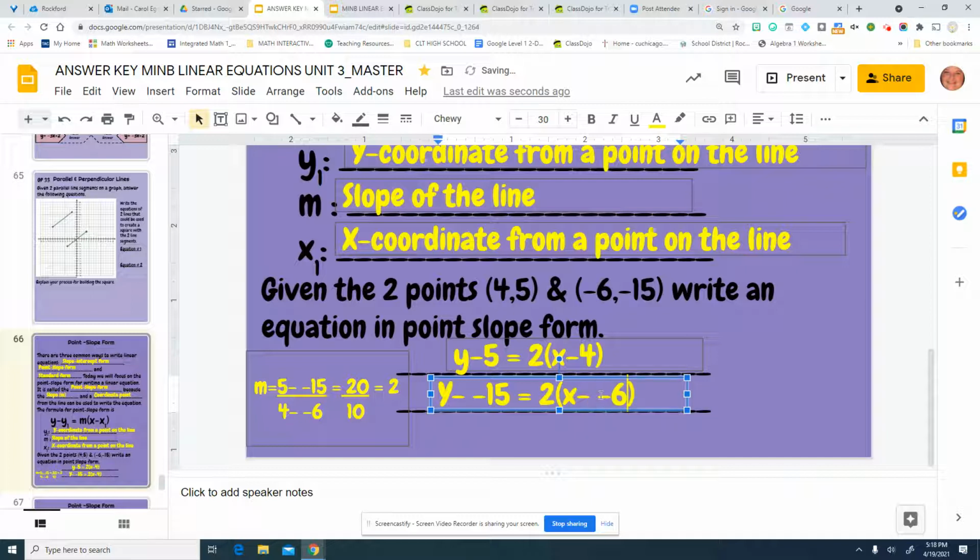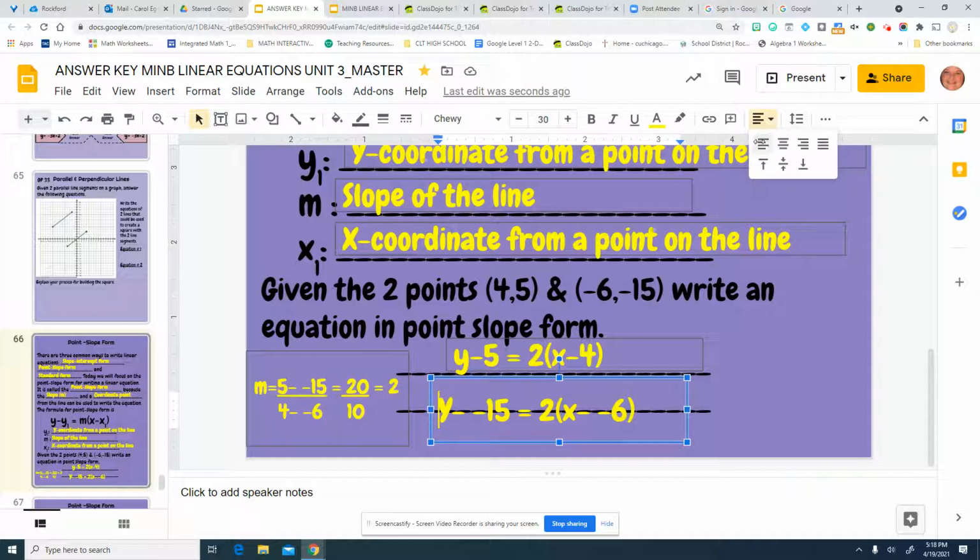And of course, because we're mathematicians, we're going to want to simplify that. And we're going to want to make it so that a double dash is changed into a positive or an addition sign. So we're going to make that y plus 15 equals 2 times x plus 6.